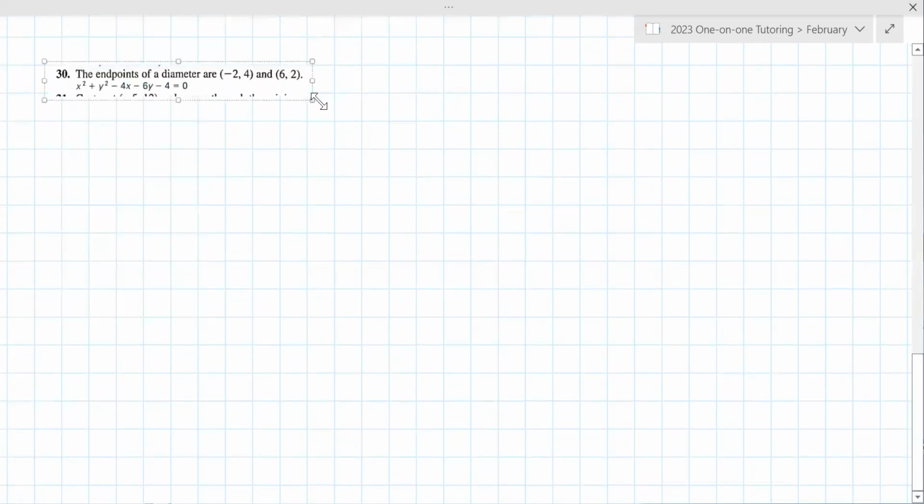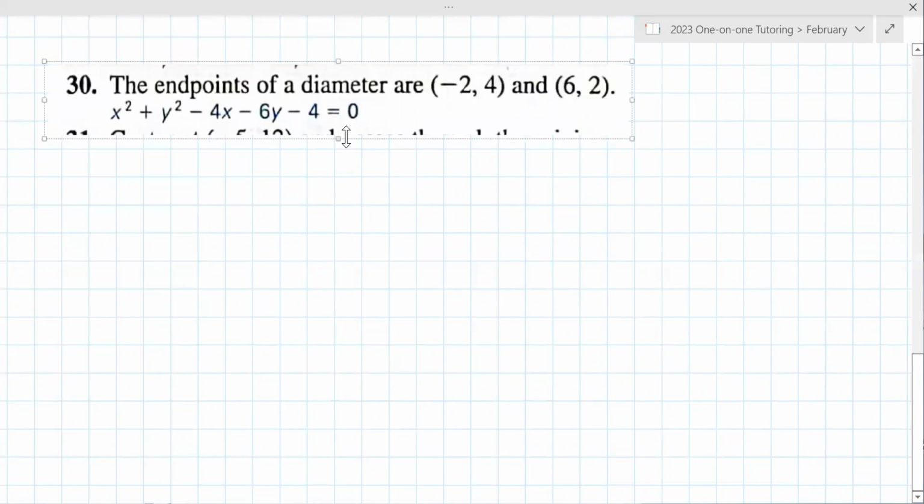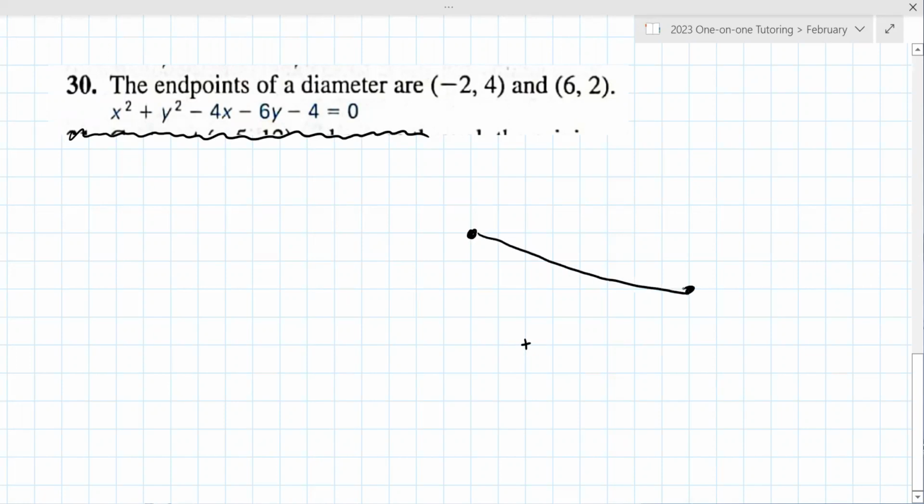All right. Number 30, the endpoints of a diameter. That's enough to tell you that it is a circle, because only circles have diameters. You could graph these points just to get an idea of where it is. So -2, 4 would be there, and then 6, 2 is there. And you can kind of get an idea.